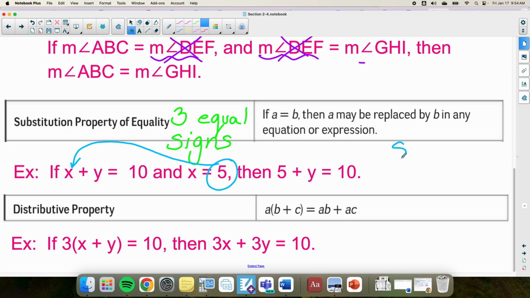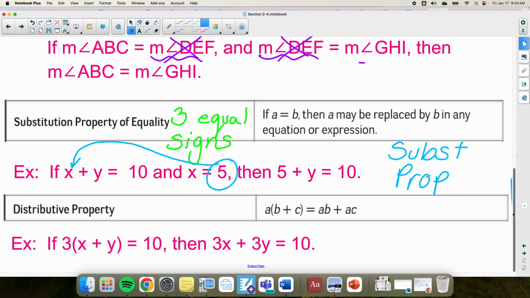Now, when I abbreviate substitution, I write S-U-B-S-T, prop. Okay? Remember, subtraction was S-U-B-T-R. Substitution is S-U-B-S-T.